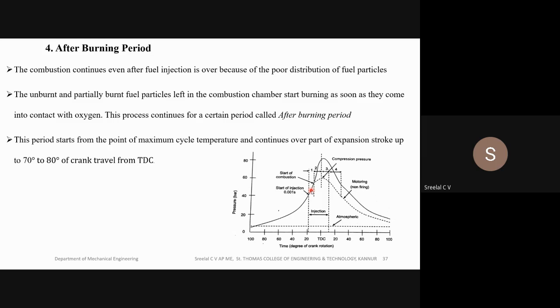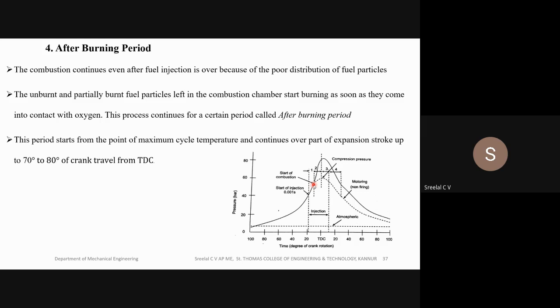In that, till the pre-flame reaction, it attains other chemical reactions, and at the end of this point the start of combustion takes place. The period which starts from the end of the ignition delay period up to the point where the maximum cycle pressure is attained is known as the uncontrolled burning period.